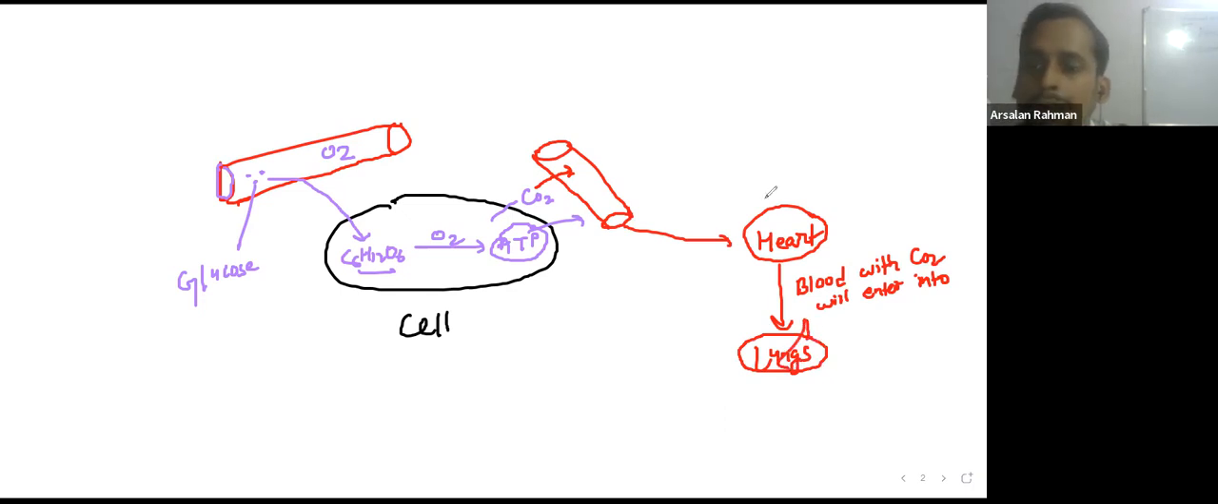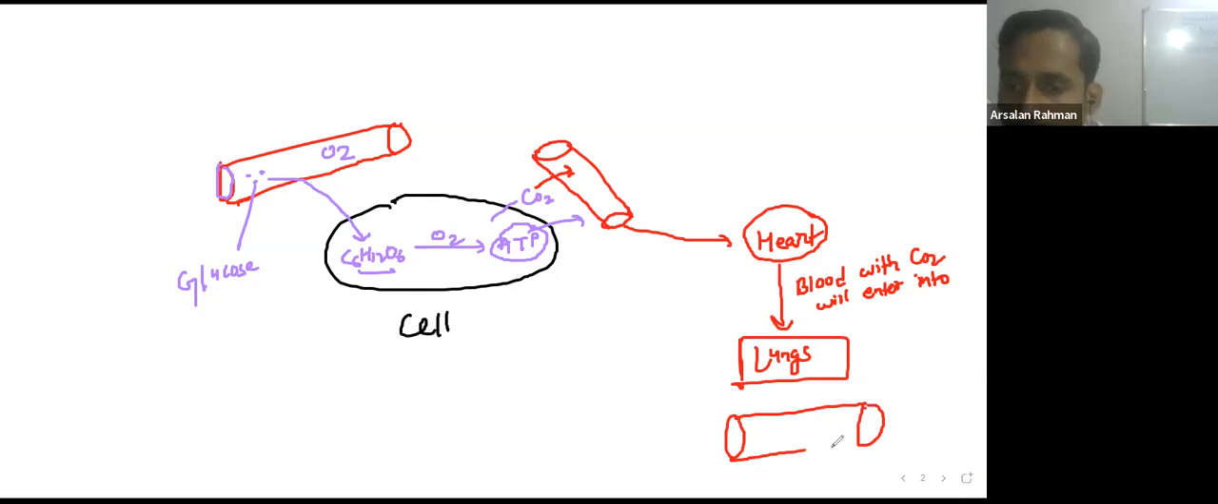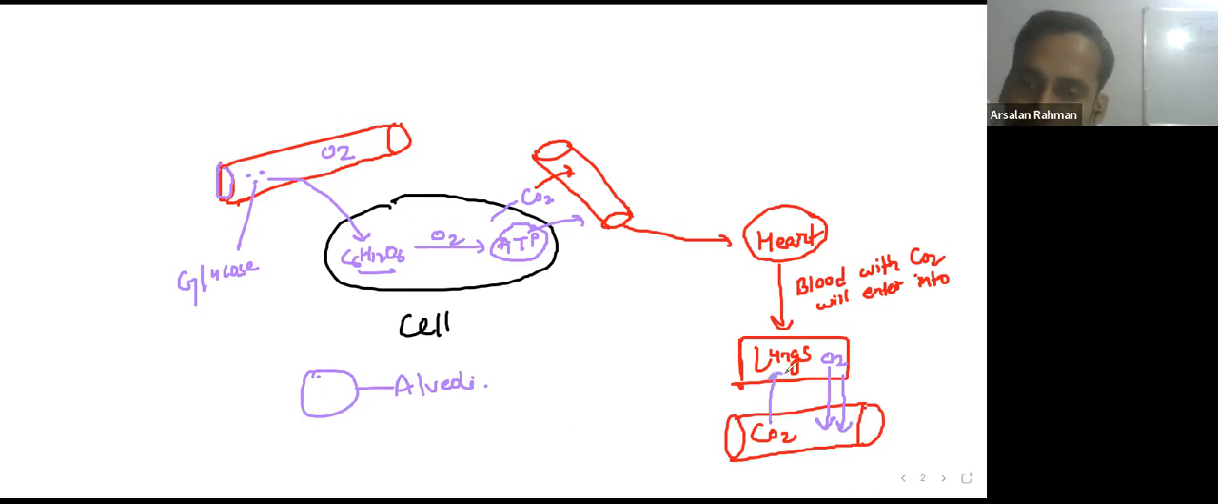What will happen in the lungs? Suppose this is a blood vessel. The blood vessel has CO2 gas. In the lungs we have alveoli. I have already told you, in the lungs we have small bag-like structures called alveoli. Yes or no? I have already discussed this. So in the lungs there are alveoli which have oxygen. So what will happen inside the lungs? Oxygen will enter into the blood vessel, and CO2 will enter into the lungs.